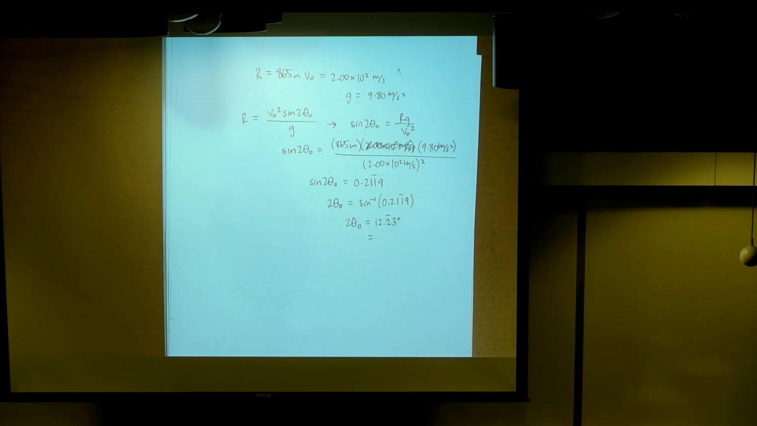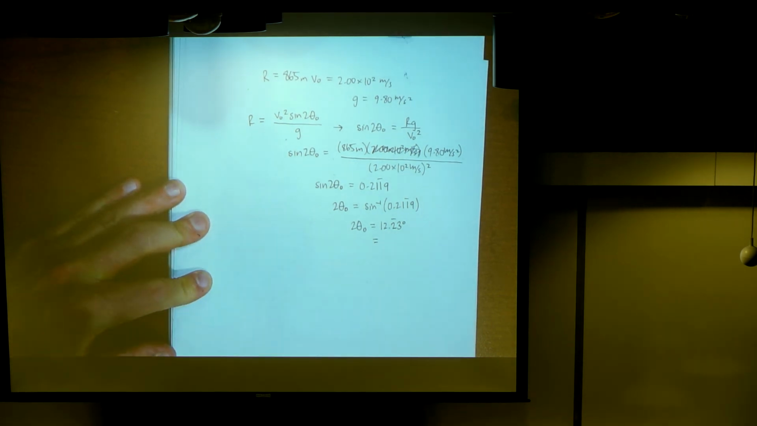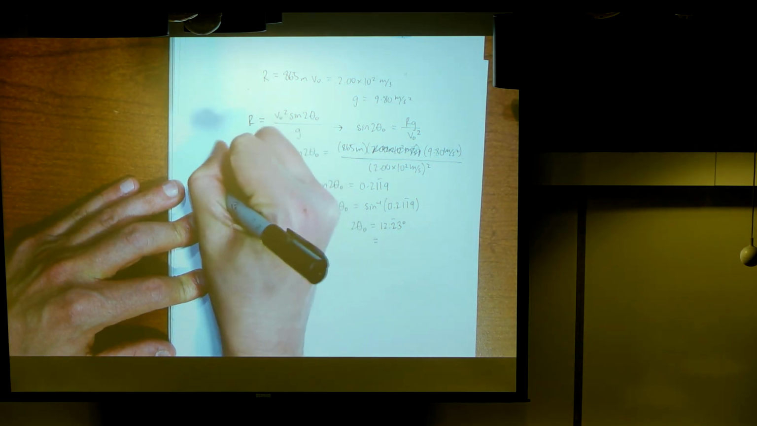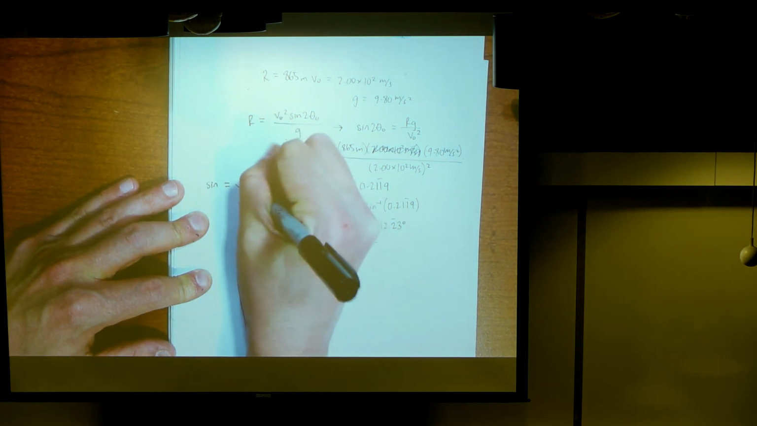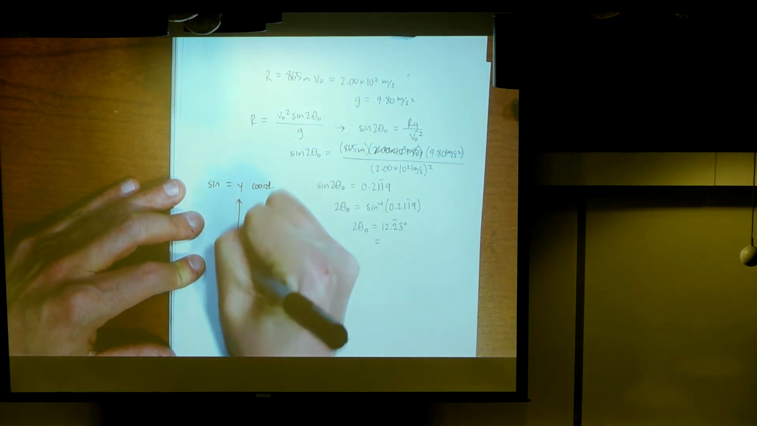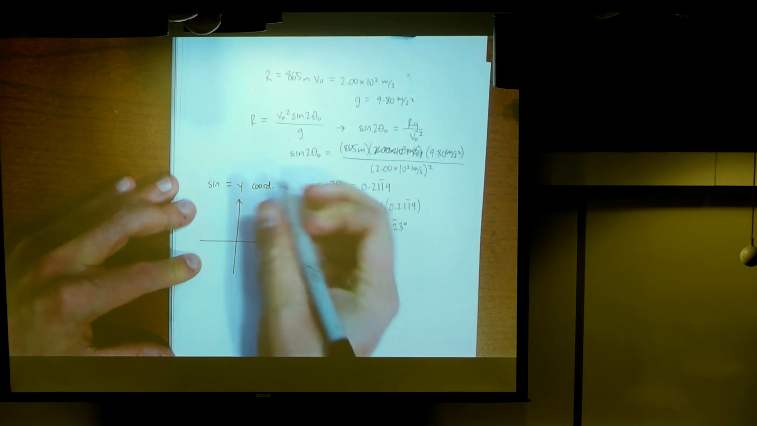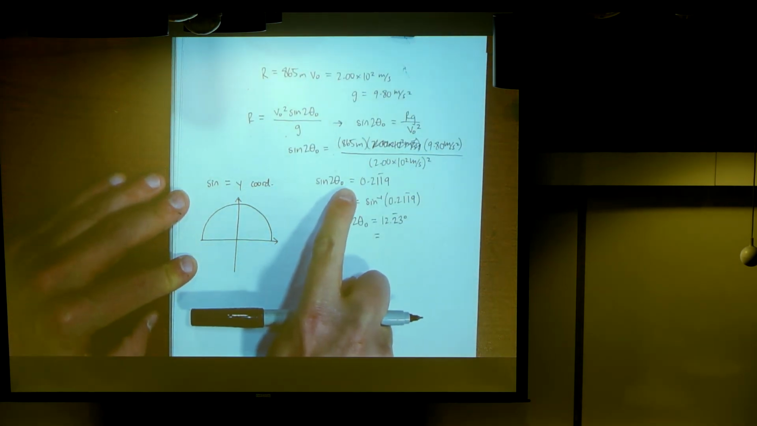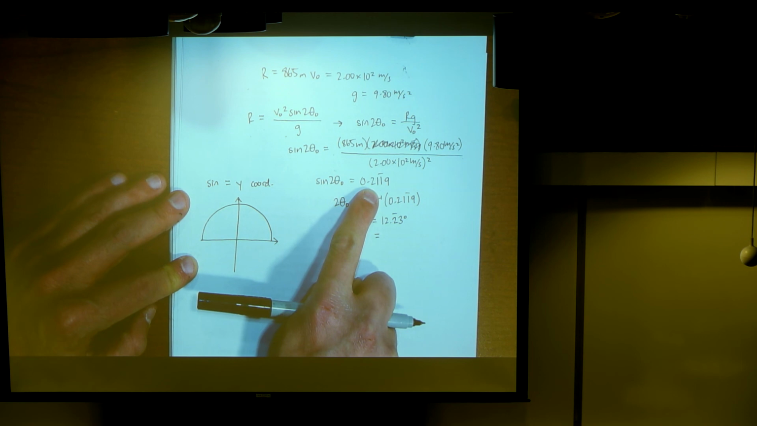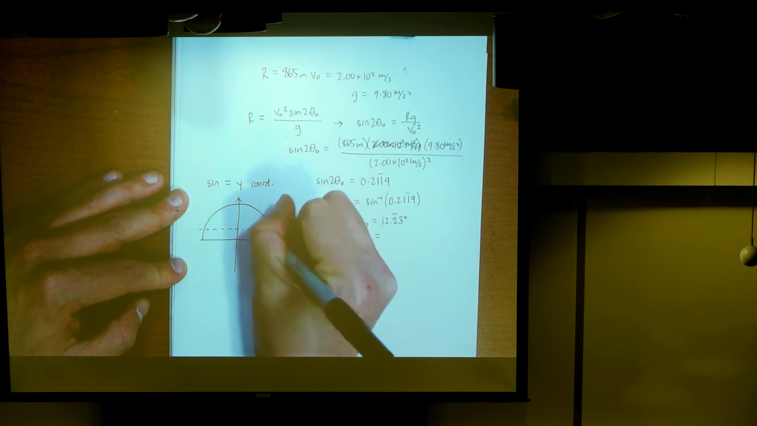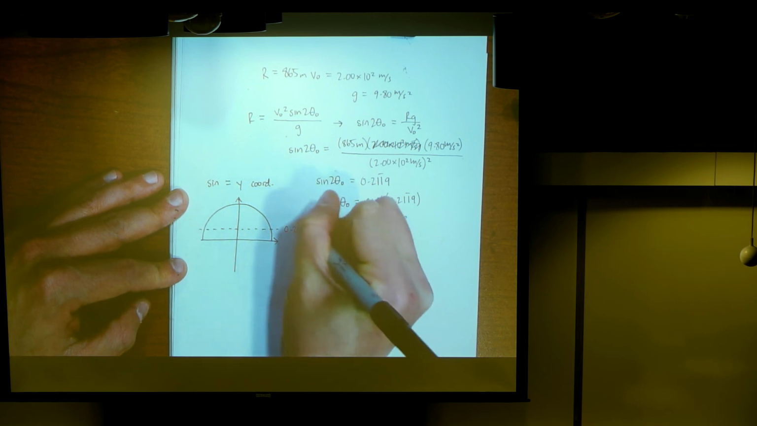And I want to show you mathematically why that is the case. All right. Do you all remember the unit circle? Do you remember that on the unit circle, sine is equal to the y coordinate? So if I draw a unit circle, I'll just draw the top half of it. That's all we'll need, incidentally. So if I'm saying sine of some angle is equal to 0.2, that means the y coordinate on the unit circle is equal to 0.2. 0.2119 to be exact.